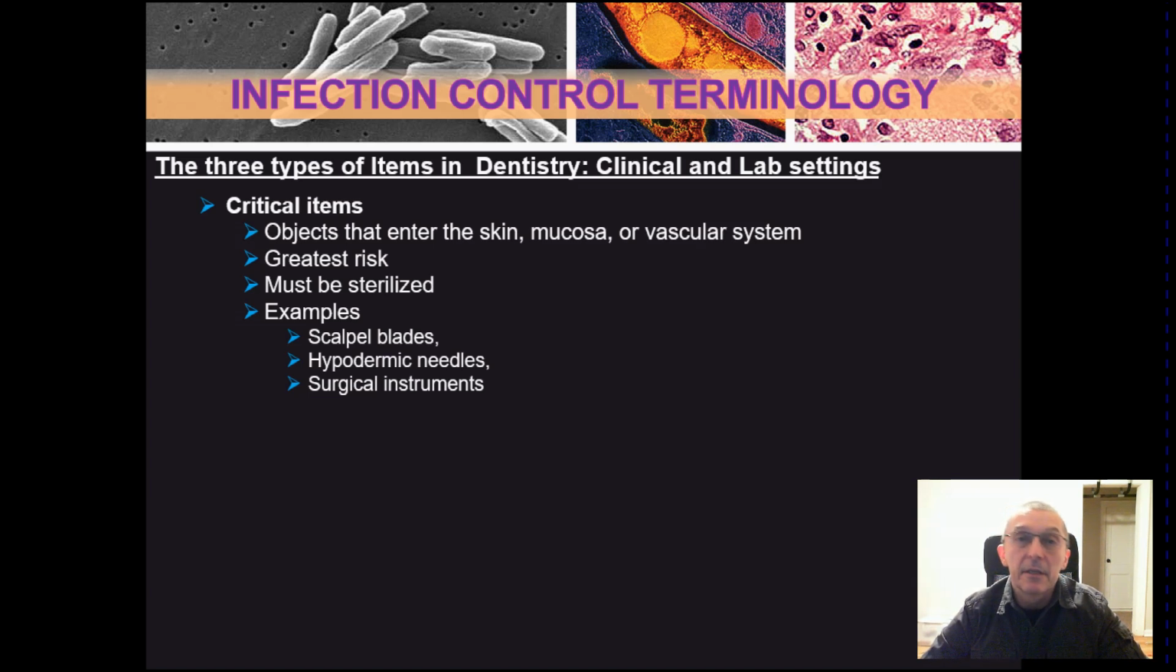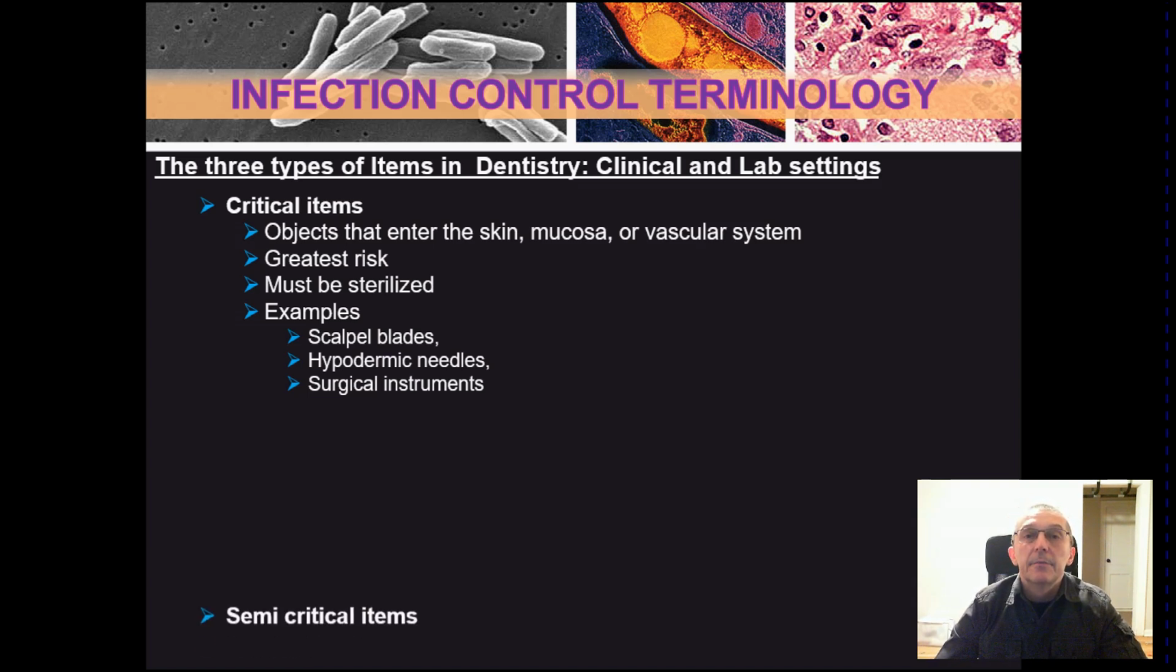because they can systemically affect your body, and it can get you infected way faster, since your bloodstream will very quickly disseminate it throughout your body. These are the greatest risk items, so that's why it's called critical items. They must be sterilized, and some of the examples are scalpel blades, hypodermic needles, surgical instruments, and obviously if you look at these instruments, they all penetrate the skin.